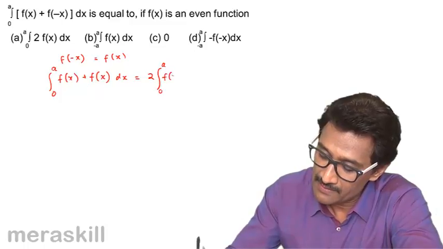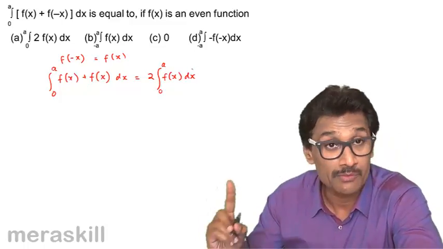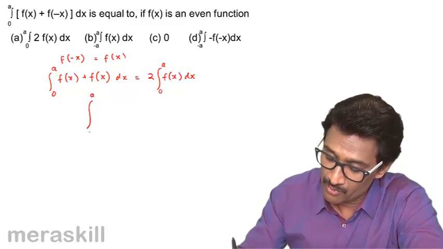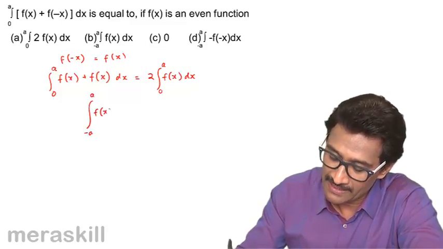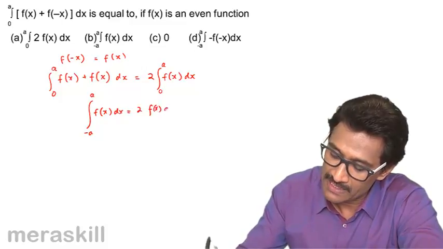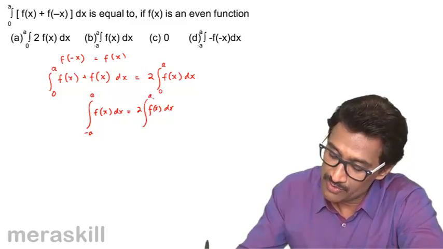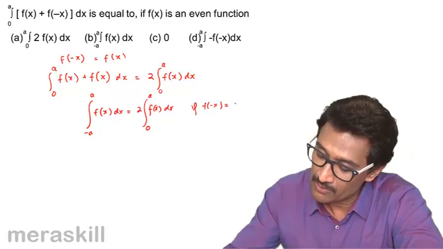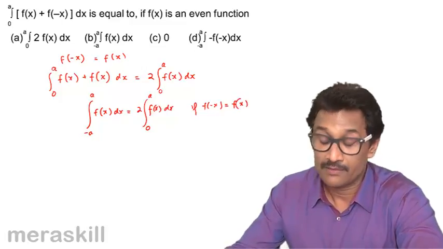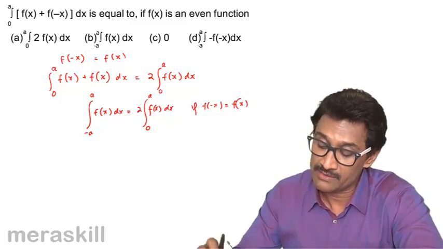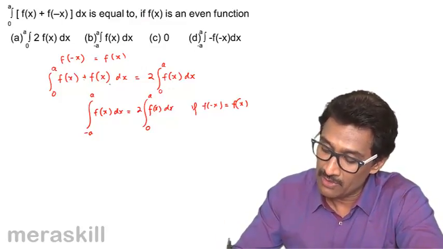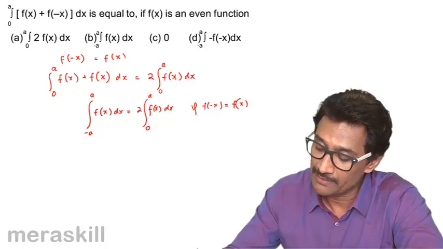f of x dx. If you remember the formula, since it's an even function, we know the integral from minus a to a of f of x dx is nothing but 2 times the integral of f of x dx from 0 to a if f of minus x is equal to f of x. That means it is an even function. Now in this case, it is told that it is an even function. So as per our calculation, this turns out to be 2 times f of x dx.